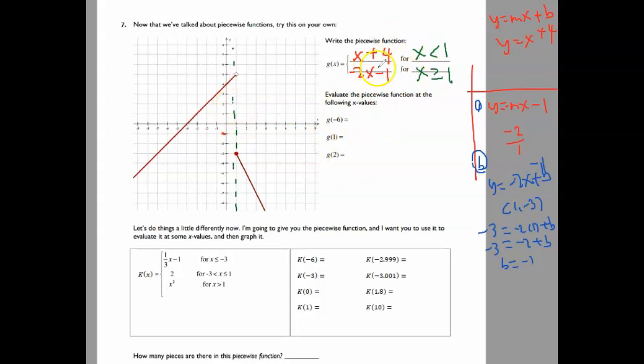All right, so I did the equation. Now let's evaluate it. g of negative 6, that's the y value when x is negative 6. When x is negative 6, what's the y value? Negative 2. X is 1, y value, should I go up or down? I want the closed circle. So when x is 1, the y value is negative 3.